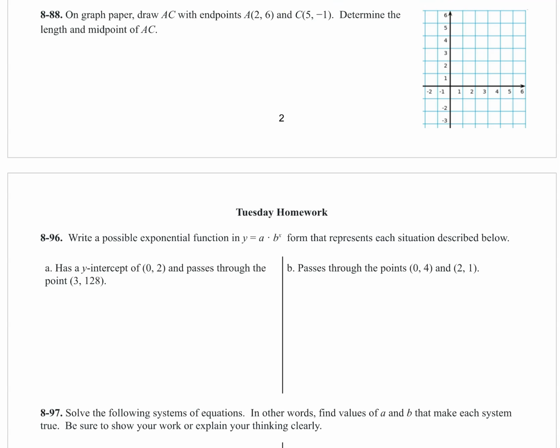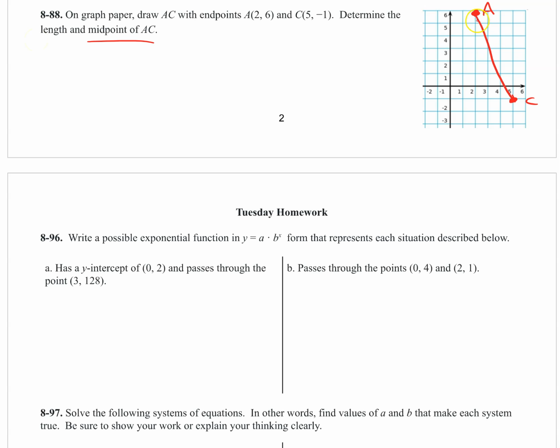8-88. On graph paper, draw AC with those endpoints. Determine the length and midpoint of AC. Okay, we have A, which is 2, 6. That's our A. And then C is 5, -1. Okay, so this is line segment AC. How long is it? And what's the midpoint? I'll do the midpoint.